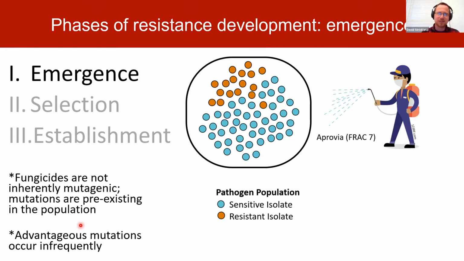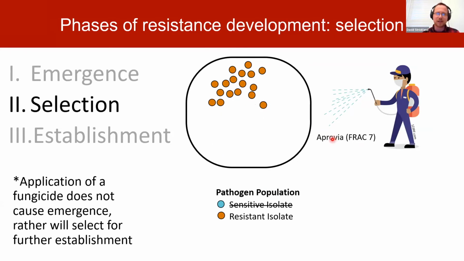Now, selection is the second phase of resistance development in a fungal population. So if this grower keeps using, say, for example, Aprovia over and over and over, it will remove the sensitive isolates from his, in this case, orchard, but it could be a field. And you'll be left with only your resistant isolates, this subpopulation of that total fungal population that you're concerned about.